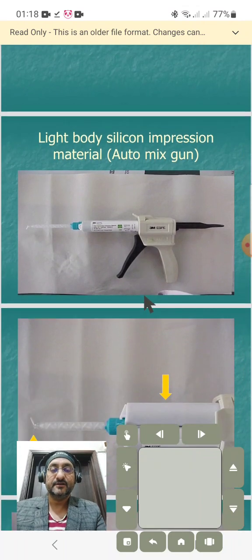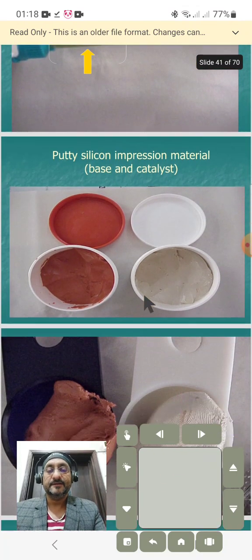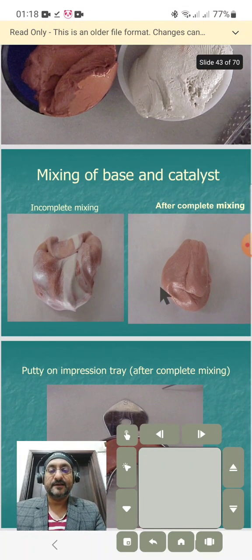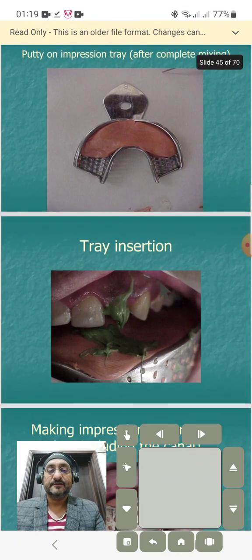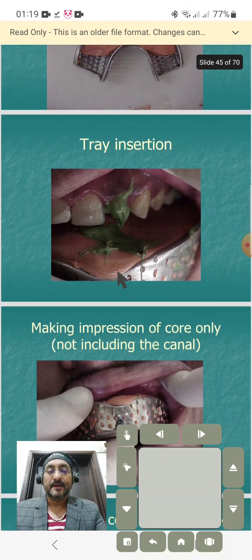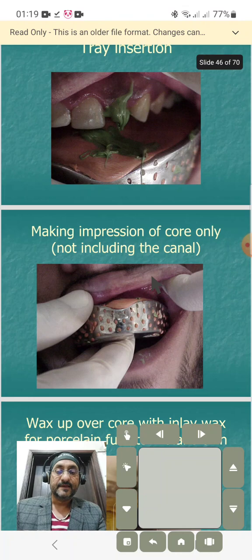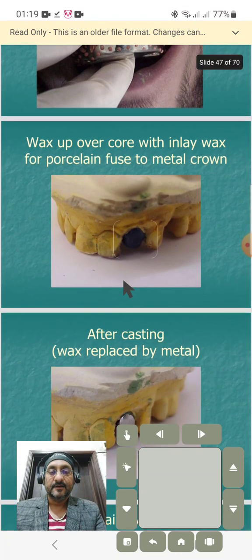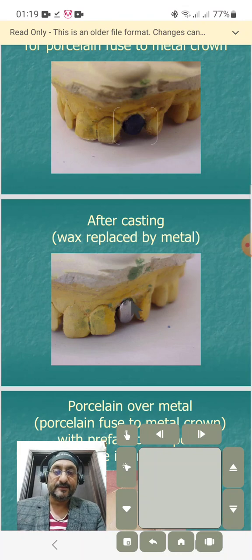This is the impression gun. You can see the mixing of the light body. This is the heavy body or putty, and then incomplete mixing, complete mixing, and now we load the materials on the tray. This is the light body, and then we take the impression, but it does not include the canal impression. Okay, now we have the wax-up, the blue inlay wax-up core with inlay wax for porcelain fused to metal crowns. After casting, the wax is replaced by metal.